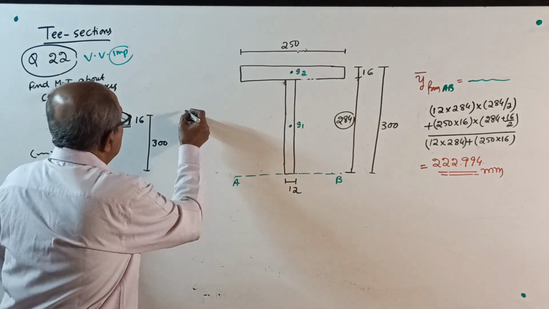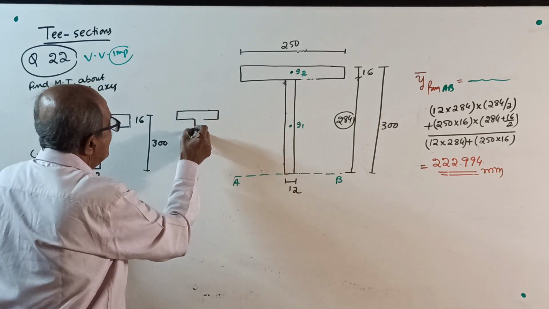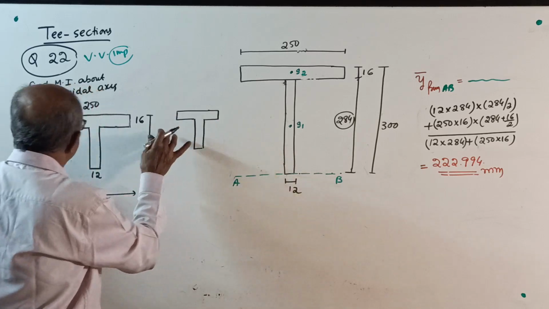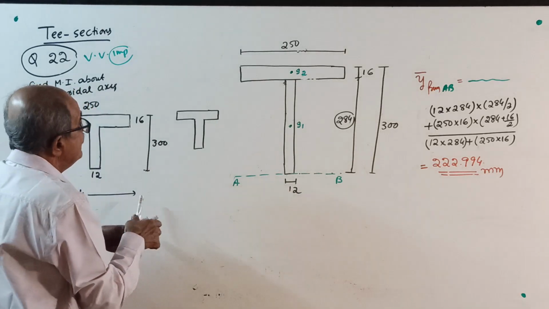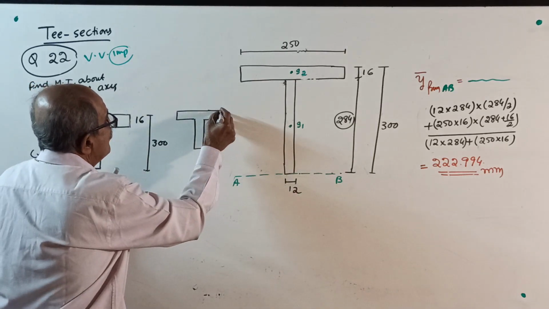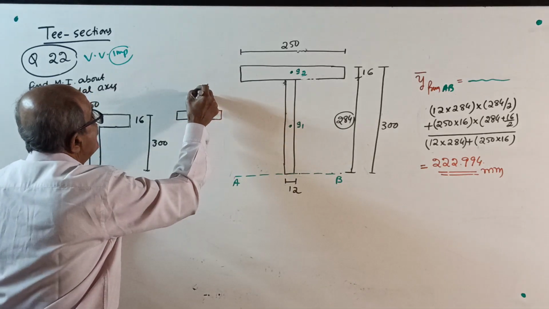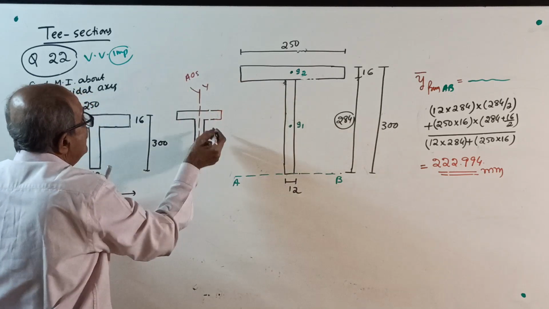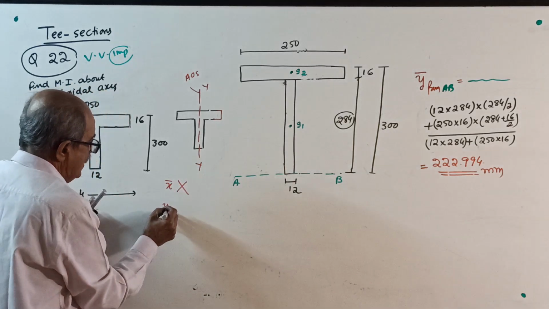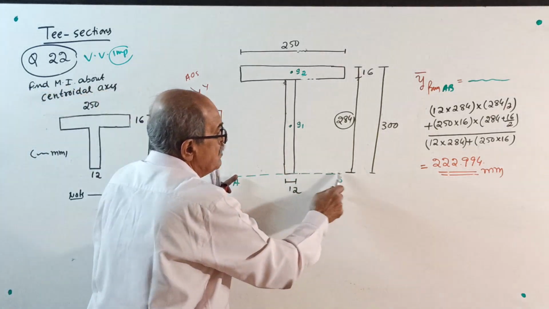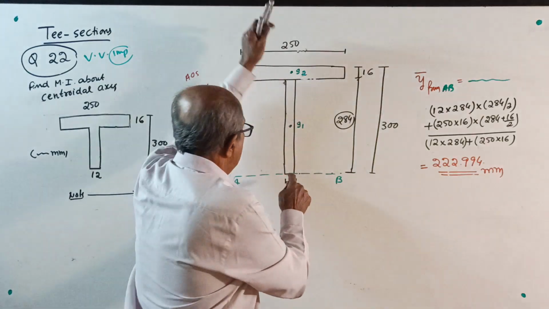But remember, this section has symmetry about Yy. See here, when it is not given, understood, this offset equals this offset. Therefore, this is symmetrical about Yy. This Yy is the axis of symmetry. So X bar calculation is not required. You require only Y bar. You take the bottom reference, calculate Y bar, you write the formula.